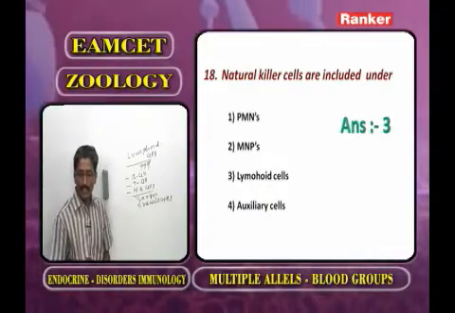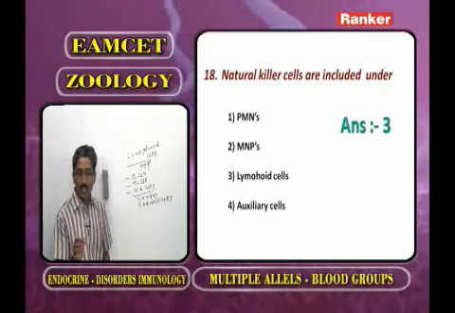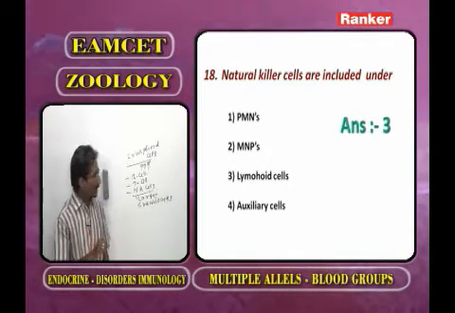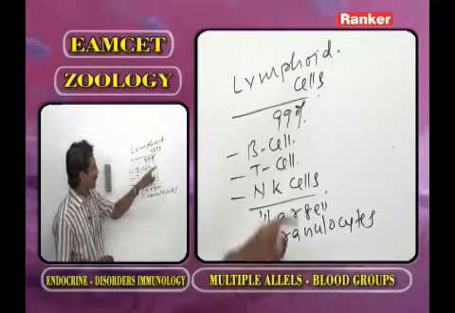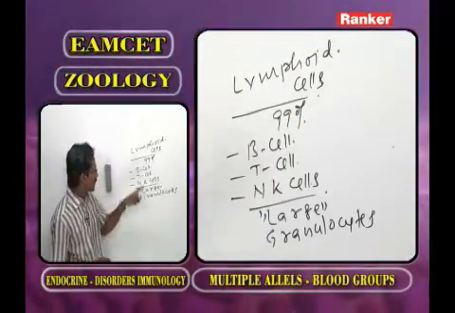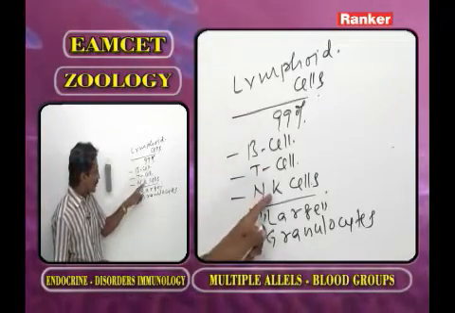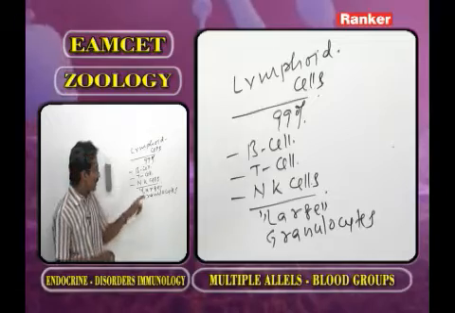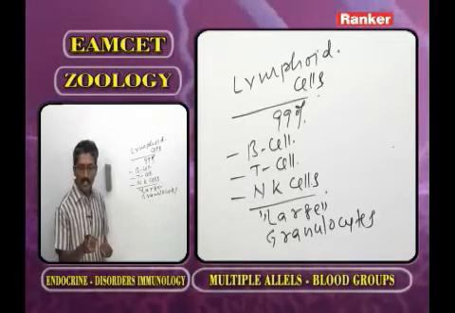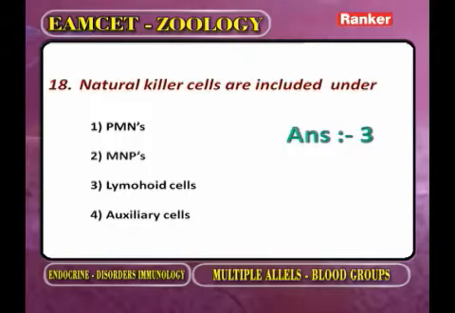Here, we are asking, natural killer cells are included under what type of category? The lymphoid cells. What is the percentage of lymphoid cells? 99%. The first one is B cell. The second one is T cell. And the third one is NK cell. Among these, what is the largest? The NK cell. Now, the NK cell comes under the lymphoid cells. The next one.